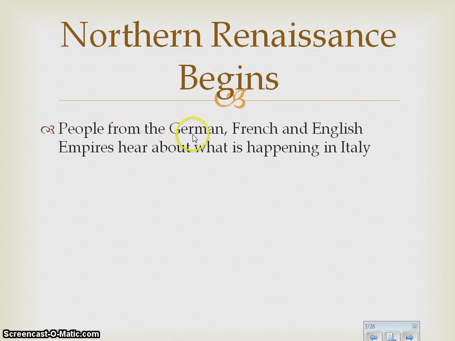So we have people from Germany, France, and England starting to hear about what's happening in Italy. Now remember, what has just happened in these northern areas of Germany, France, and England is that we've had the bubonic plague, and we've also had the Hundred Years' War. This has left the population down after the Middle Ages.